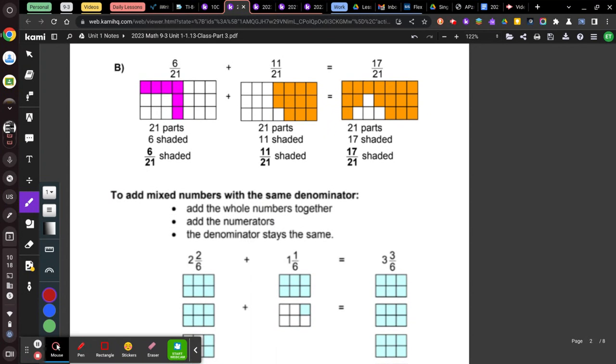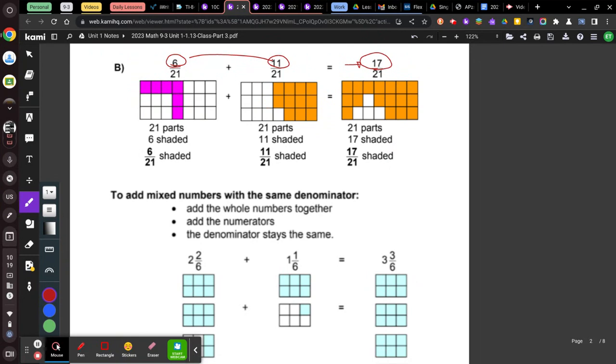Now over here, if we look at B, we see that 6 of them are shaded out of 21 possible. On the next one, we have 11 shaded out of 21 possible. We are going to be adding them to get my favorite number, 17, on top. So does it matter which order you shade them in? No, it doesn't. It just matters that the bottom number stays the same.